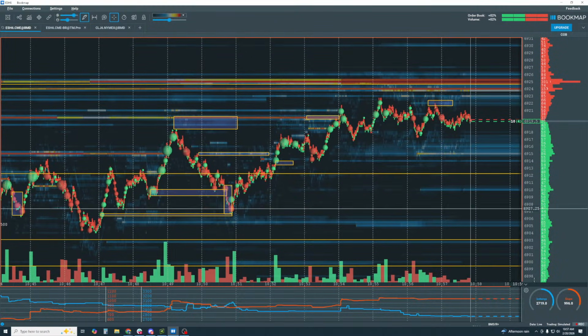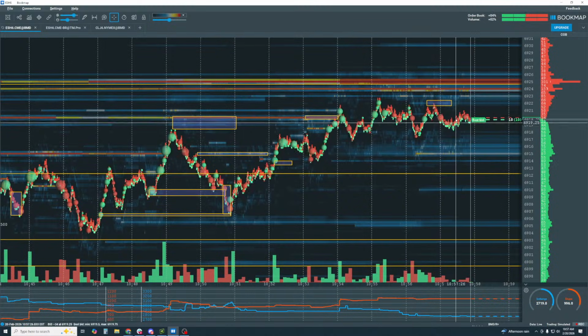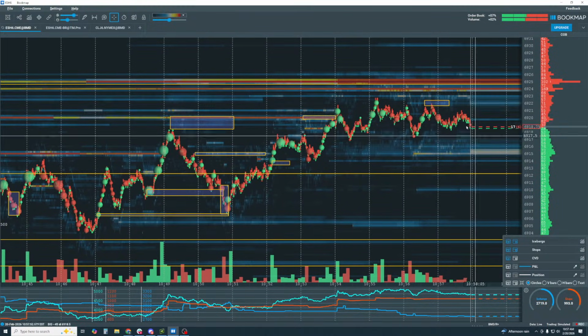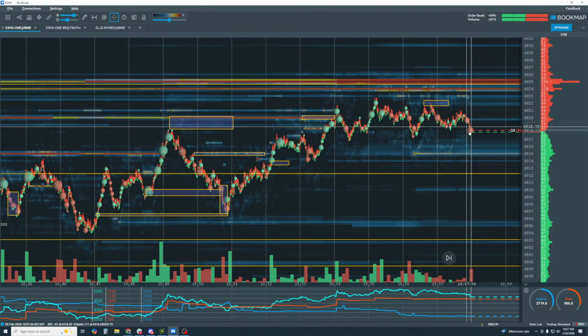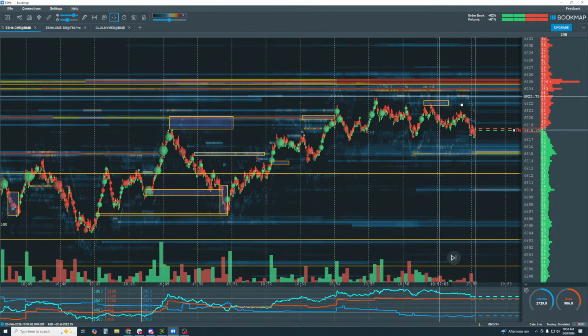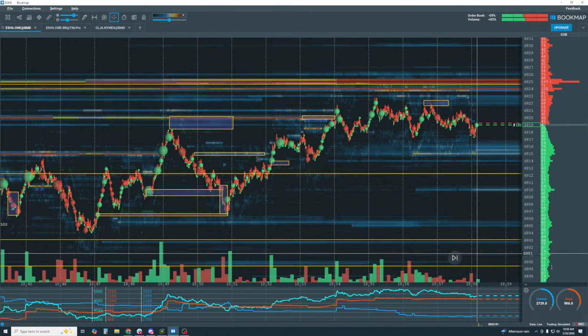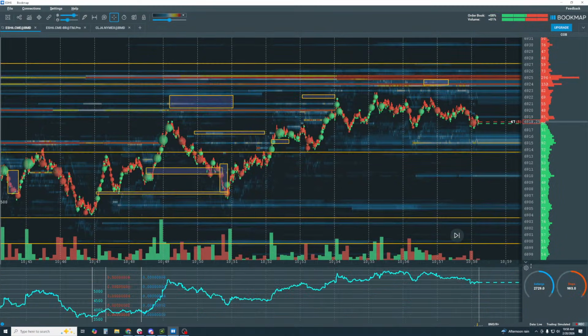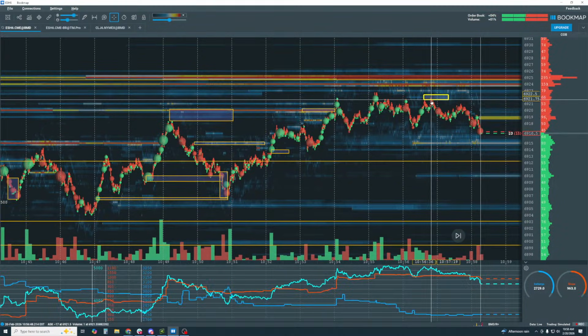If I turn on CVD, we will probably see some divergence here. Now, you can look for a small trade down to like 15. That would be it. There's a bit more selling than buying in here. Let's make this a little bit bigger. Here's our divergence.